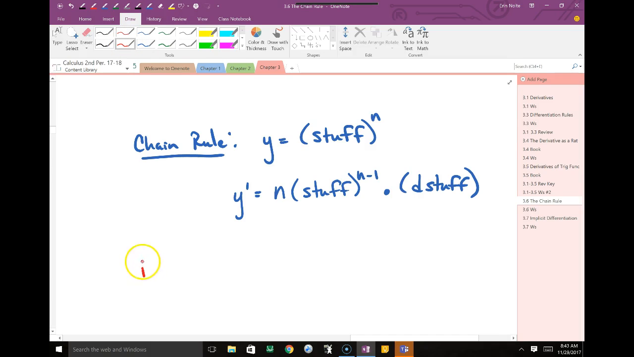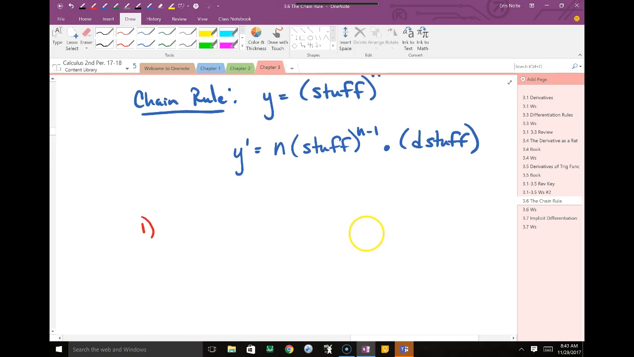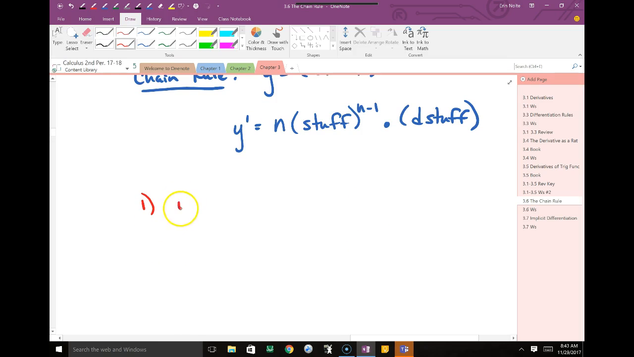All right, so example 1, you ready? Let's say our equation is 2 times the quantity of 3x squared plus x to the third power. First, tell me what my stuff is. 3x squared plus x. Good, the stuff in the inside, right? So when I derive this, I'm going to start by deriving the stuff on the outside. So what would the first part be? The derivative of the outside piece.